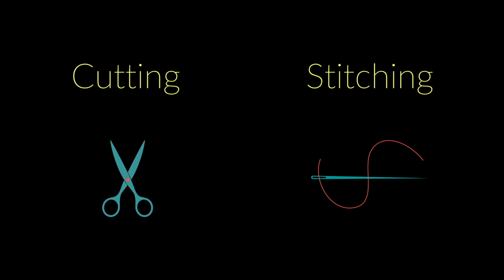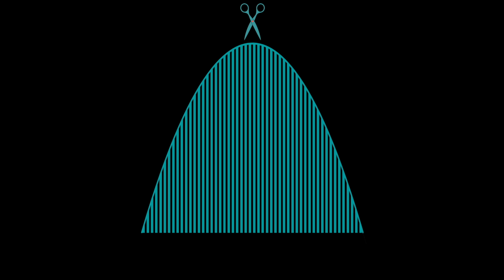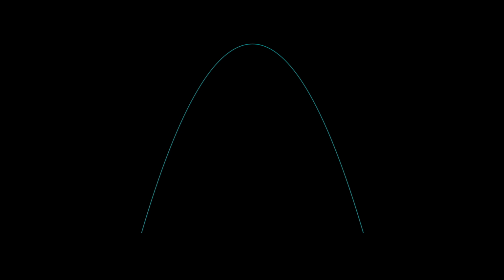For example, when we want to find the area of the region under the curve, calculus cuts the region into infinitely small pieces, finds the area, or more accurately, the equation of the area of these pieces, and then stitches them back together to get the total area. Similarly, when we want to find the length of the curve, calculus cuts the curve into infinitely small pieces, finds the equation of the length of these pieces, and then stitches them back together to get the total length.